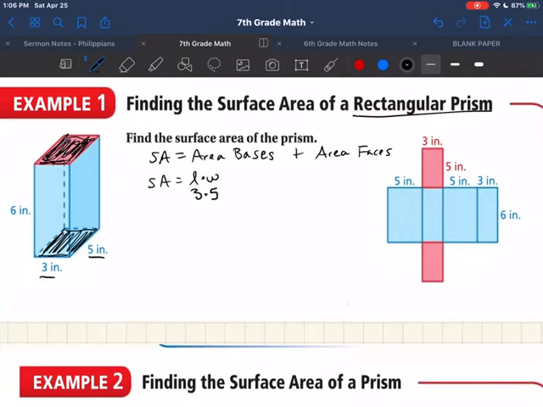And length times width is 3 times 5. But there's two bases, so 3 times 5 times 2, right? Because there's two bases. So this would be 15 times 2 or 30. Okay, so the area of both bases is 30. Now I'm actually going to move this plus over because the faces get a little more challenging.